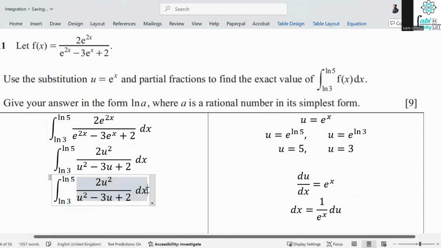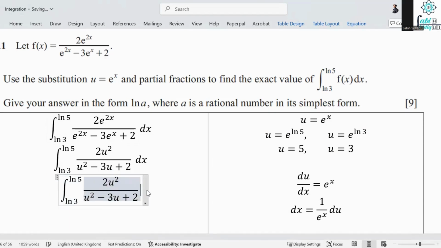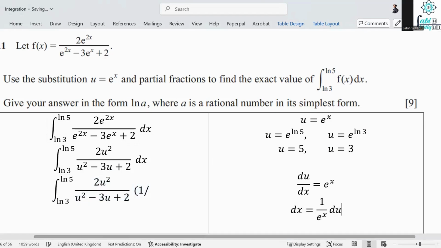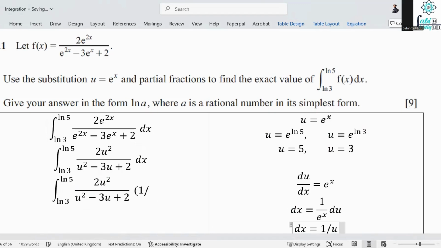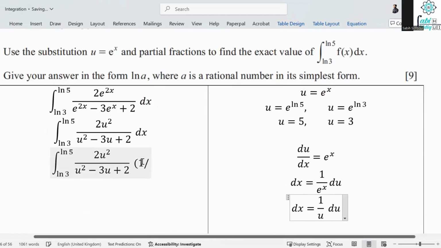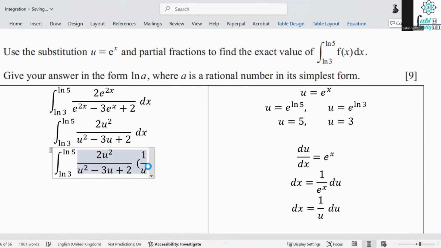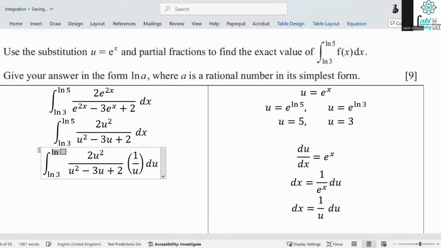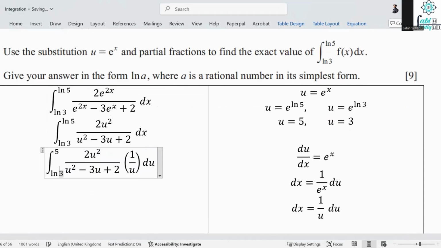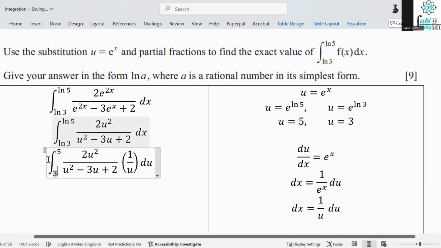So in place of dx, what can I write? 1 over e to the power x, in place of that can I write u? Yes. So 1 over u du. Upper limit is 5 and lower limit is 3. Now have I substituted the variable? Have I substituted the dx part? Have I substituted the limits? Yes. Simplify it. Now check, is it a proper fraction or not?